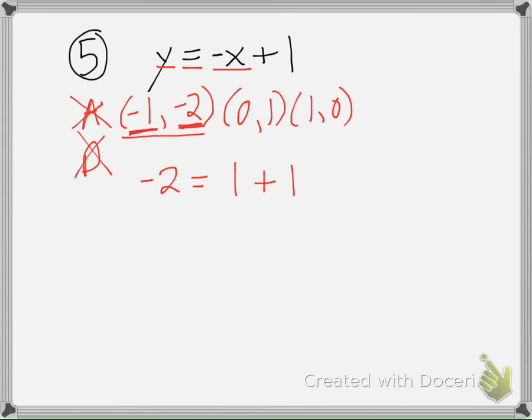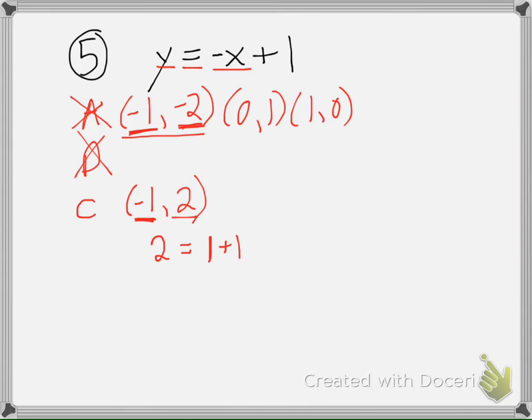So A and D are both out. If we move on to C, now we have the point (-1, 2). If I have this equation, y is now 2 equals -x. x is -1, so -x is +1, plus 1. So just plugging into the equation, y equals -x plus 1: does 2 equal 1 plus 1? All right, so the first one's good, but that's only one, right?